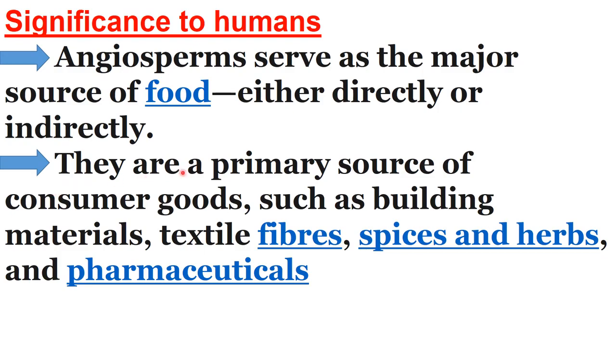Second, they are a primary source of consumer goods, such as building material, textile fibers for making clothes, spices that we use in our kitchen, and also herbs like mint. These are the dried or fresh forms of leaves which we use in the kitchen. And also pharmaceuticals, meaning medicines. So there are unlimited benefits of the angiosperms which we gain. These are some major benefits which we get from angiospermic plants.